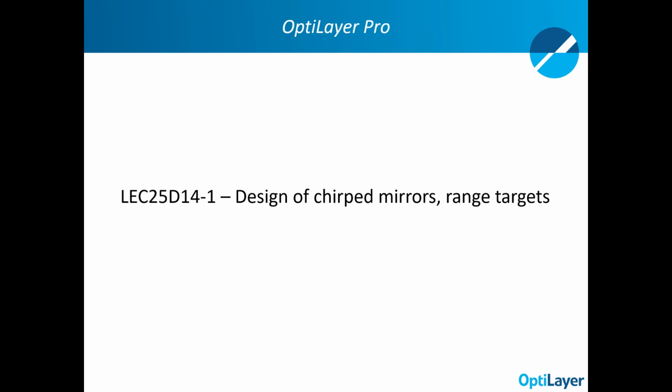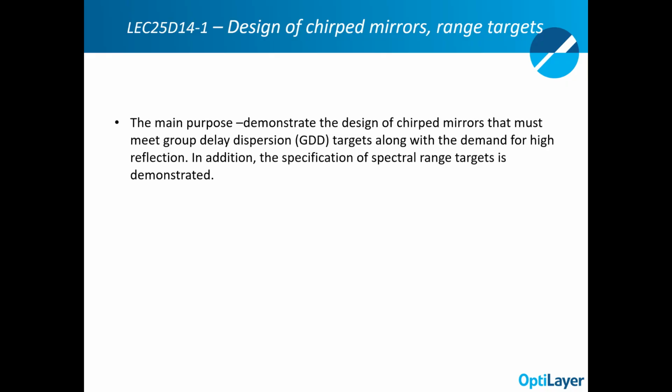The main purpose of this example is to demonstrate the design of chirped mirrors that must meet group delay dispersion (GDD) targets along with the demand for high reflection. In addition, the specification of spectral range targets is demonstrated.